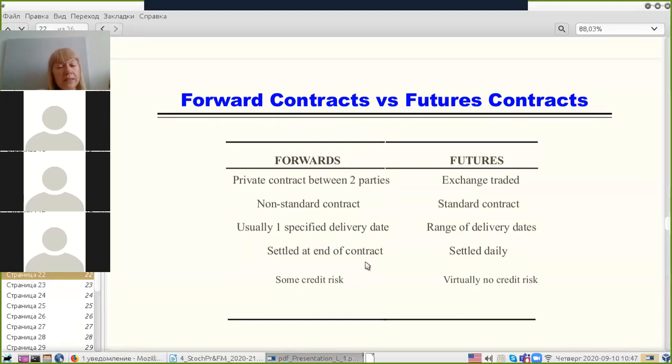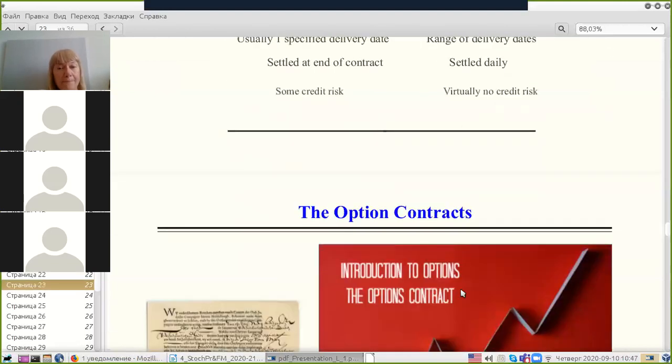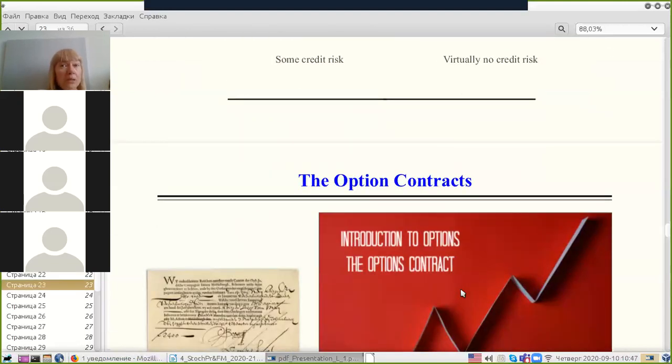Forward settles at the end of the contract, but futures settle daily. So forward has some credit risk because it's a private contract, but futures have no credit risk. But all the mathematics are the same, forward and futures.